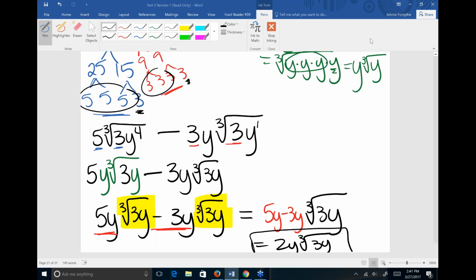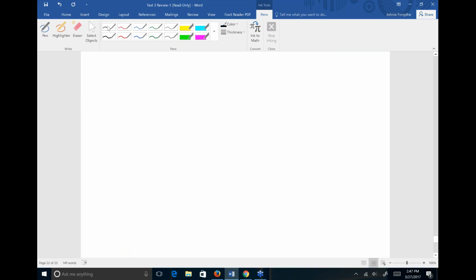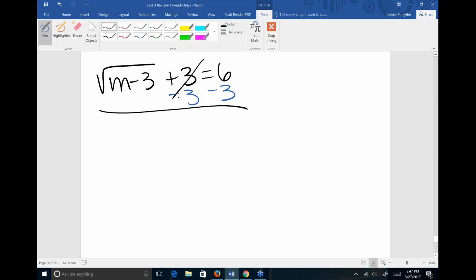Okay, so let me try to find that question that you had. Okay, your problem actually looks like this. It is the square root of m minus 3, plus 3 is out of the radical. You notice that? Equals 6. So that's different. So what we're going to do is, before we can get rid of the square root, we just subtract the 3. So then now we have the square root of m minus 3 equals 6 minus 3, which is 3.